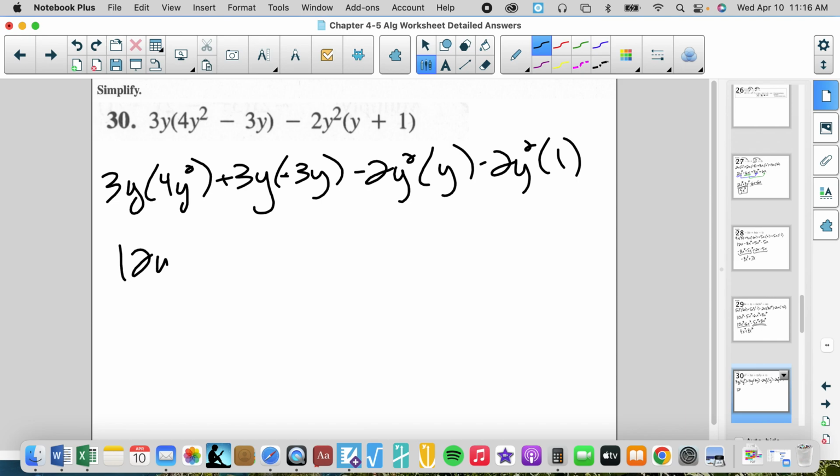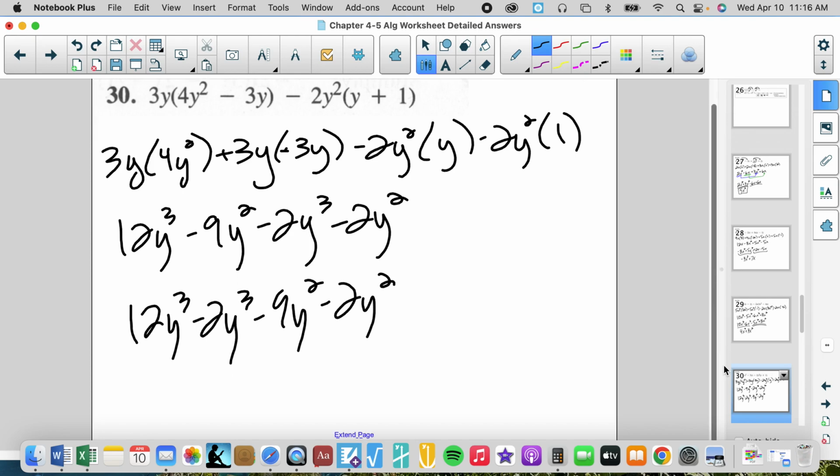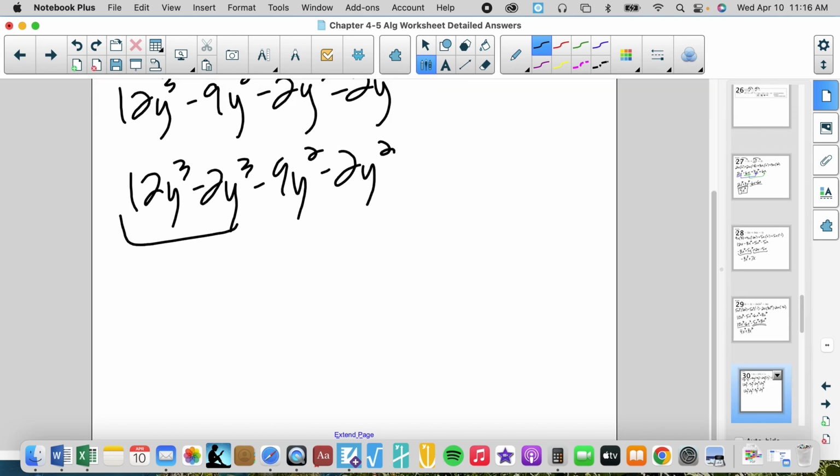That's 12y cubed minus 9y squared minus 2y cubed minus 2y squared. Descending order. And now let's combine like terms. That gives me 10y to the third. This gives me negative 11y squared.